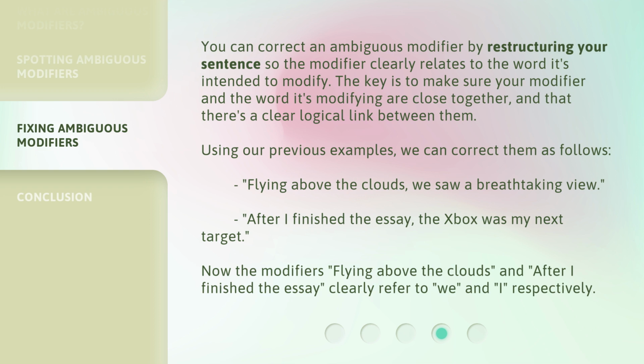Using our previous examples, we can correct them as follows. Flying above the clouds, we saw a breathtaking view. After I finished the essay, the Xbox was my next target. Now the modifiers, "flying above the clouds," and "after I finished the essay," clearly refer to we and I, respectively.